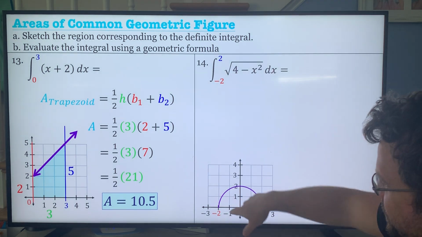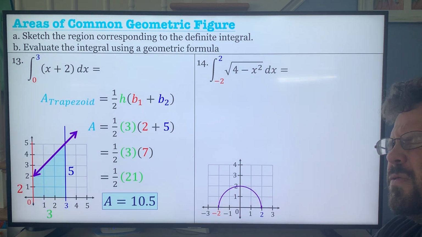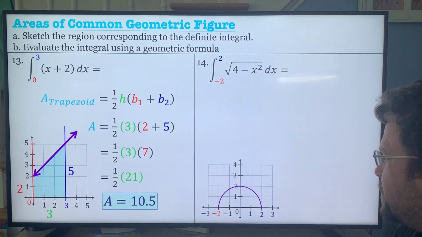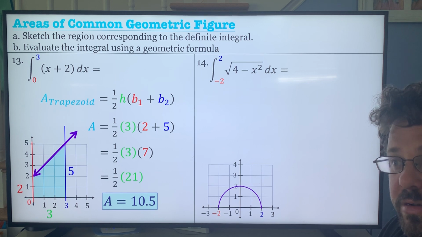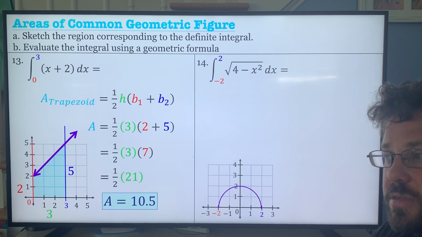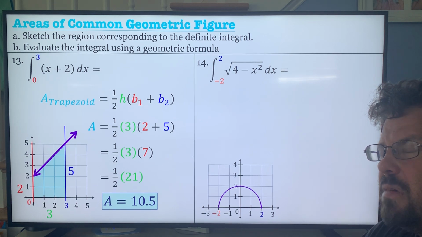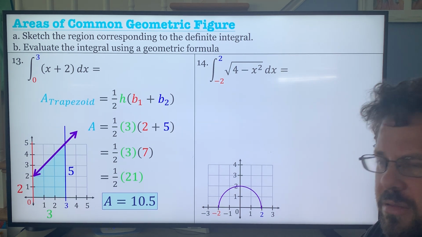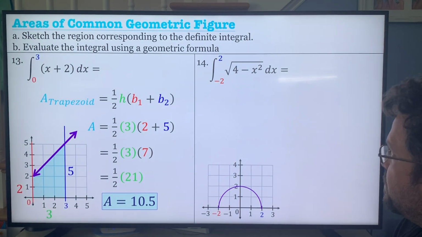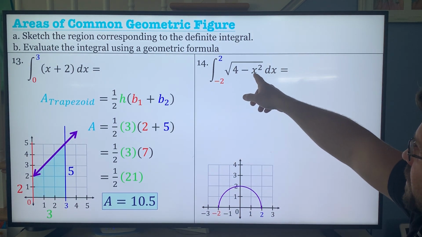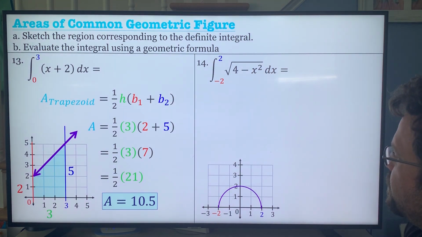The reason I drew the graph is you guys probably forgot the circle formula. The basic circle with the center at the origin is x squared plus y squared equals r squared. I think the actual formula is (x minus h) squared plus (y minus k) squared equals r squared, right? So if you solve for one of the functions there, it becomes a square root.